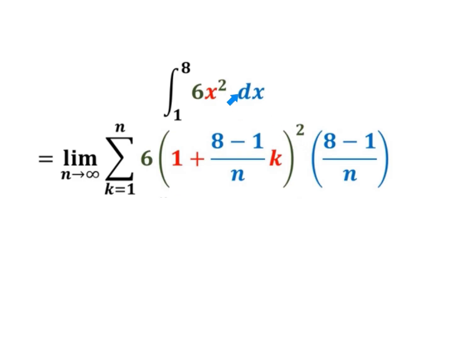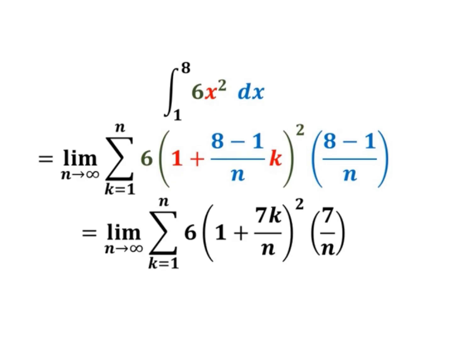And of course my squared is still here because that's how we find the y value, 6x squared. We just replaced the x, that's all we did. The a plus the change in x times the number of rectangles, or whatever rectangle we're dealing with. And what you will see is this simplified, okay? And it'll look like this. This is, of course, 7 over n times k, and then 7 over n.